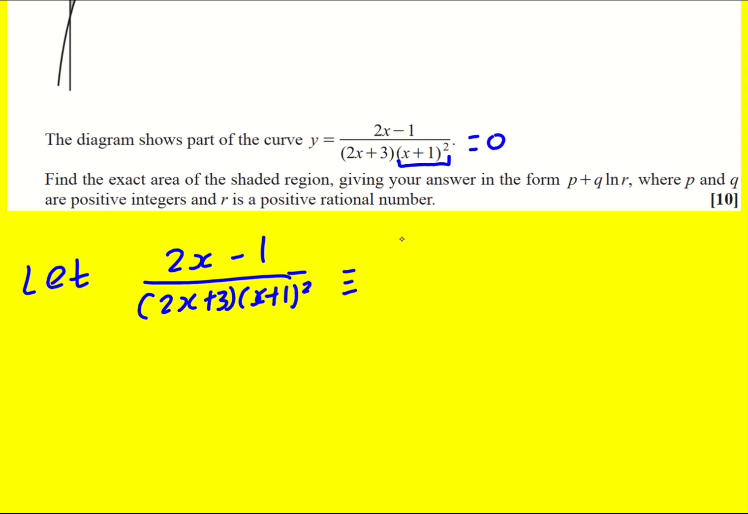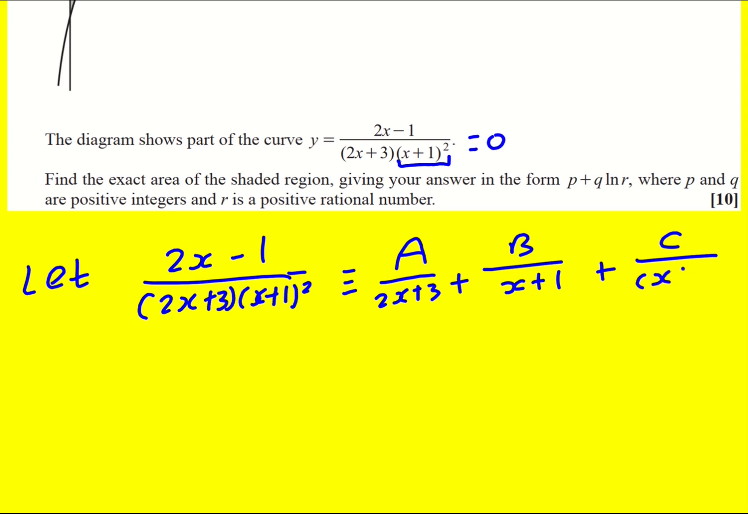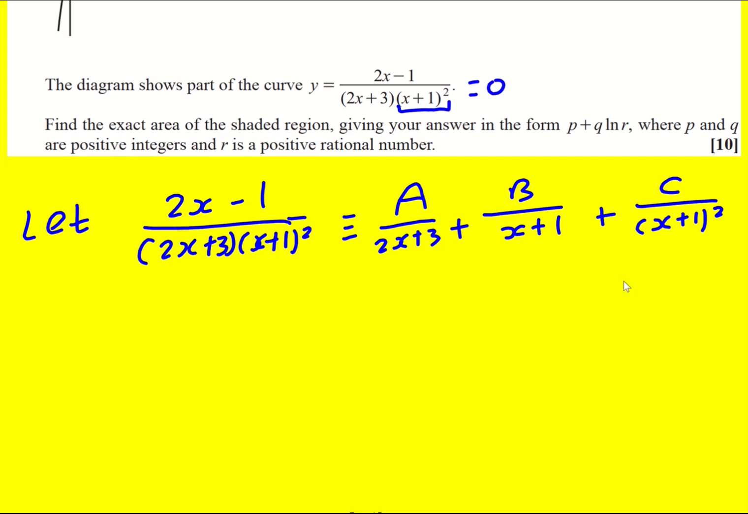The only thing is that there's going to be 3 of them. It's going to be a over 2x plus 3, plus b over x plus 1, plus c over (x plus 1) squared. We have to have these 2 terms in the general case. Right, multiply through.